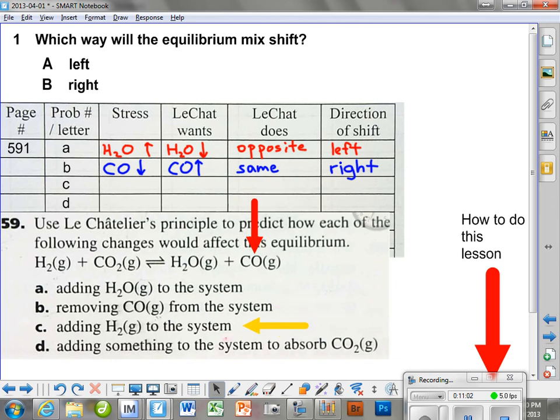Okay, next problem. This is adding hydrogen. So we're adding hydrogen, and now let's identify it in the equation as to where it is. Here it is in the balanced equation. And so let's go ahead and put in hydrogen, because hydrogen is our stressor. And we're adding, so that increases the concentration. And Le Chatelier is going to want to reduce the concentration. And again, for reduce, we have to go opposite. Now, opposite for this problem is in relationship to where hydrogen is. And as we see, hydrogen here is on the left side. So opposite of left is right, and that is the shift that will show us what Le Chatelier is going to do when we stress it by adding more hydrogen.